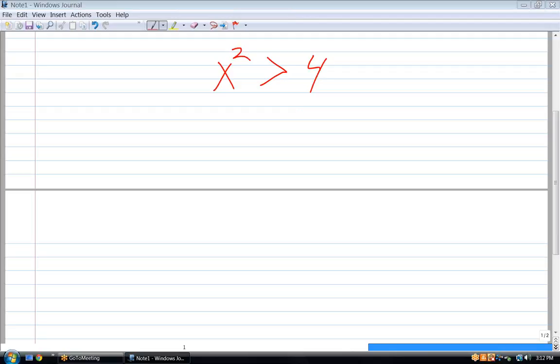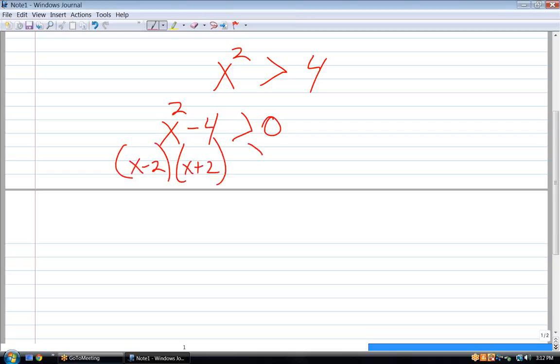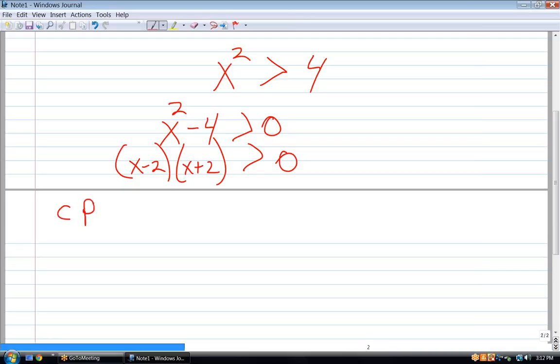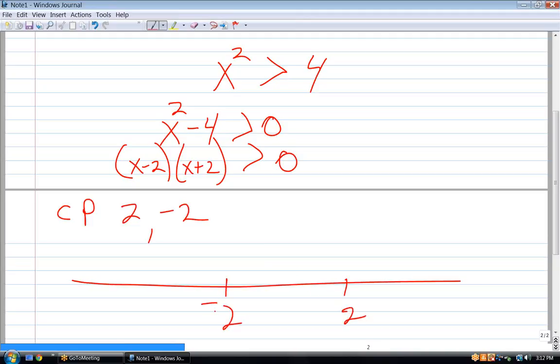So you would bring the 4 over to the other side, and then it would be difference of squares, so x minus 2, x plus 2, and then those would be your, was it like conjugate numbers or something? Critical points. Yeah. And then you put those on a number line. Okay. Then just test. Okay. So you know how to do those.